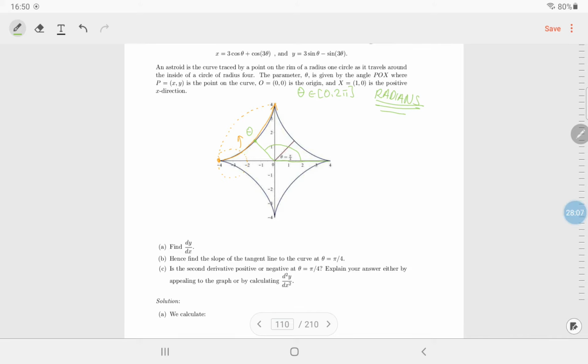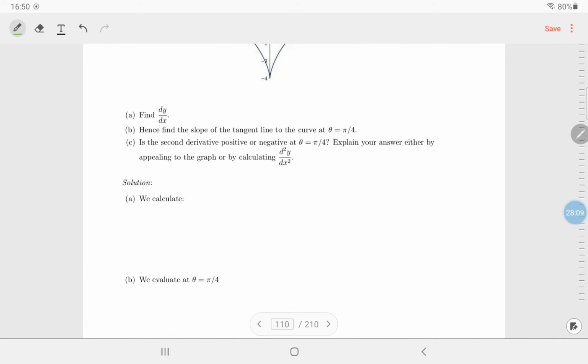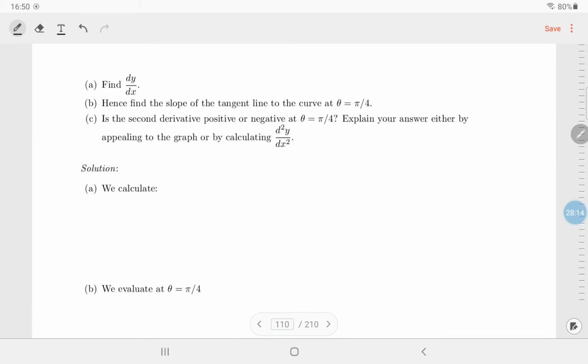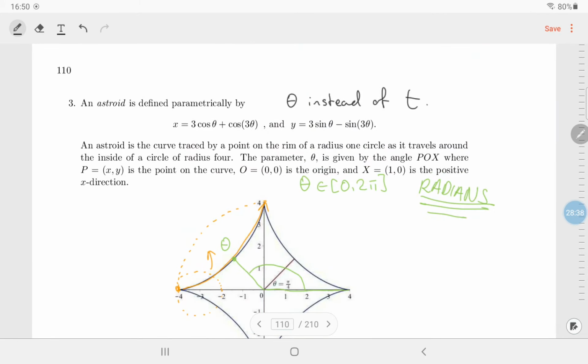Okay, so I'm going to do here dy dx is equal to dy dt divided by dx dt. So y and x are above. So I'm going to differentiate y first, term by term, fixing constants. So fix the 3, and I've got sine of theta. What's the derivative of sine of theta? Cos of theta. Minus, now I have to differentiate sine of 3 theta.